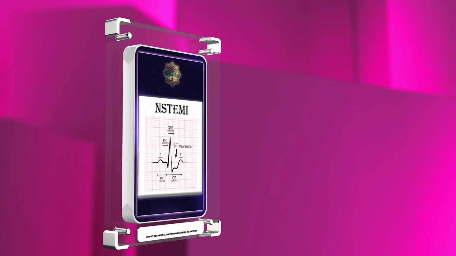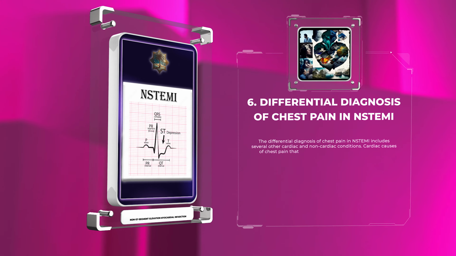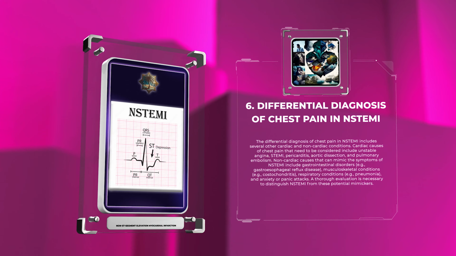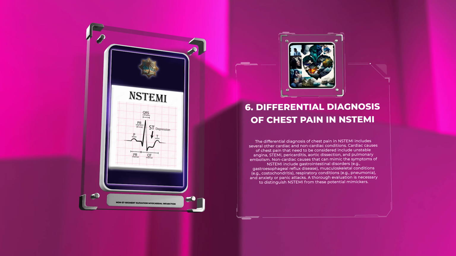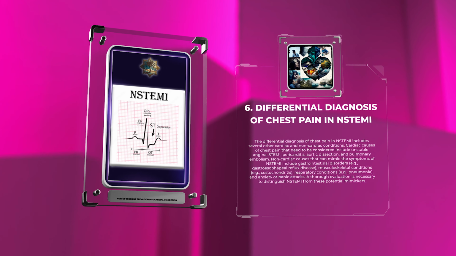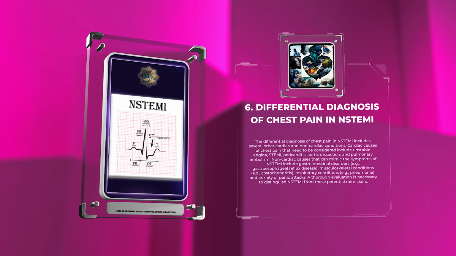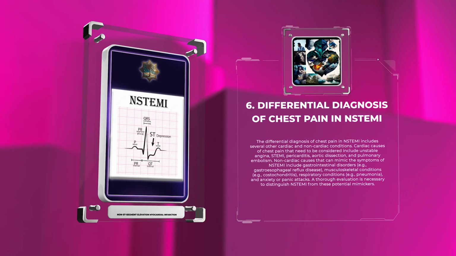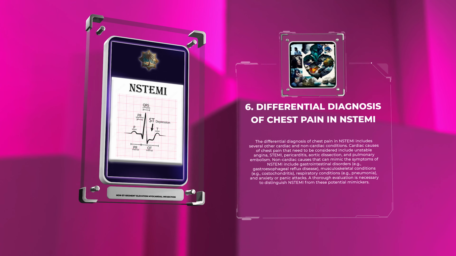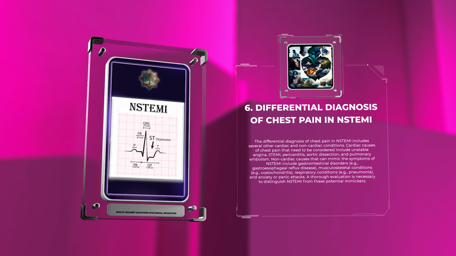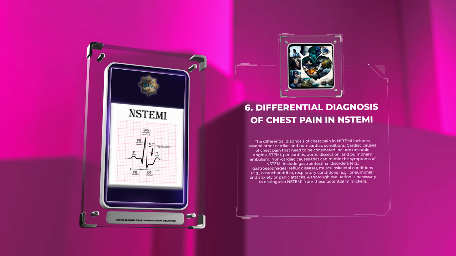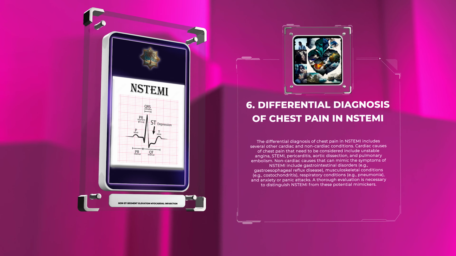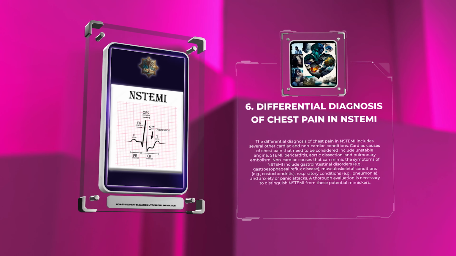revascularization. The differential diagnosis of chest pain in NSTEMI includes several other cardiac and non-cardiac conditions. Cardiac causes of chest pain that need to be considered include unstable angina, STEMI, pericarditis, aortic dissection, and pulmonary embolism. Non-cardiac causes that can mimic the symptoms of NSTEMI include gastrointestinal disorders, for example, gastroesophageal reflux disease, musculoskeletal conditions, for example, costochondritis, respiratory conditions, for example, pneumonia, and anxiety or panic attacks. A thorough evaluation is necessary to distinguish NSTEMI from these potential mimickers.